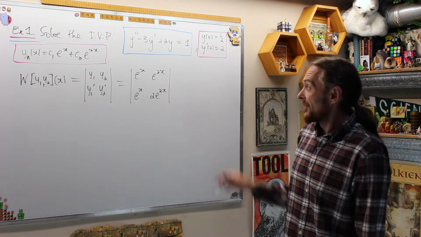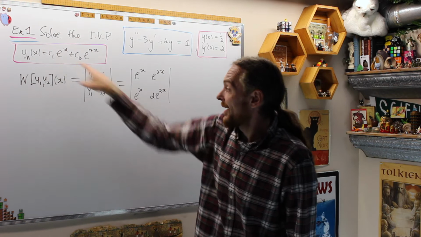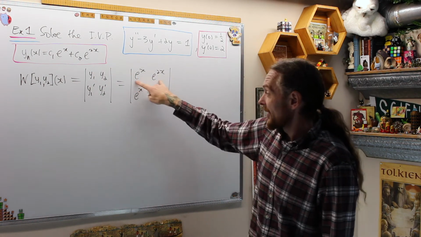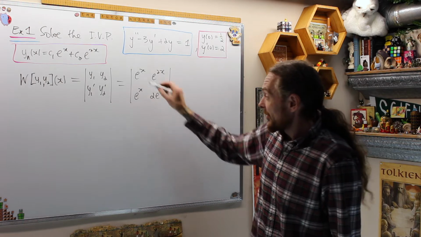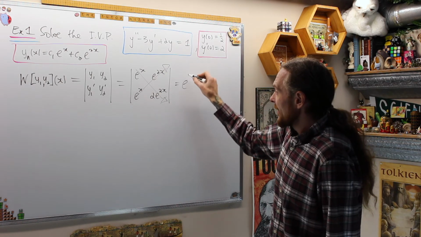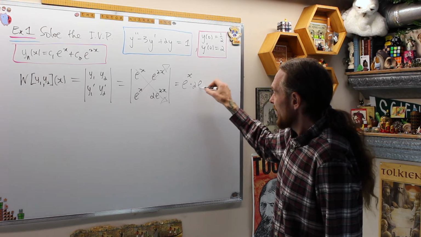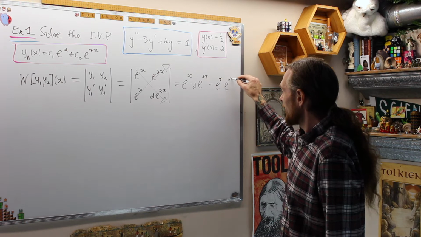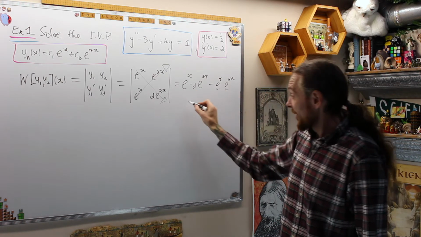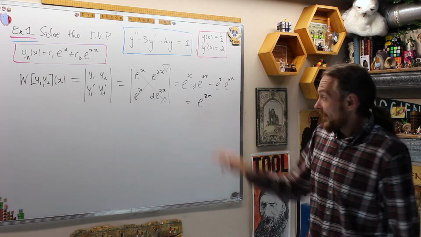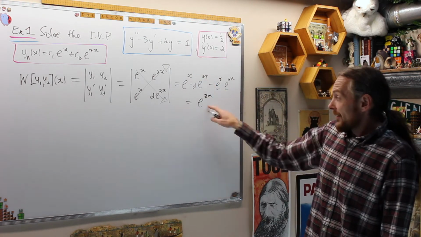Determinants are computed. Our function is y1 is this guy, y2 is this guy, so I put them in the first row. Then I take their derivatives and I put them in the second row. Then I compute the determinant. That's going to be e to the x times 2e to the 2x minus e to the x times e to the 2x. 2 somethings minus 1 something is 1 something, e to the 3x. 2 plus 1 is 3. I've used the exponent law. So this is non-zero.